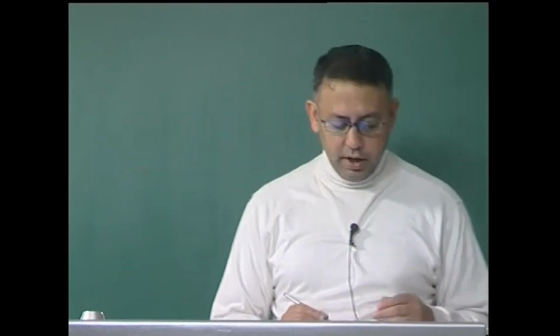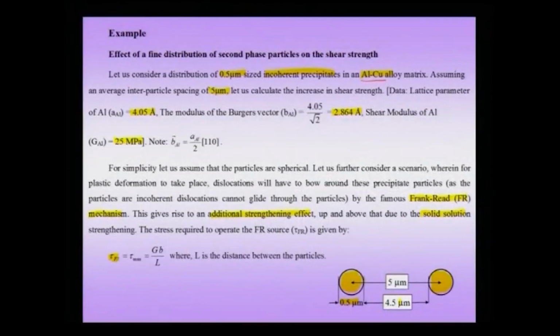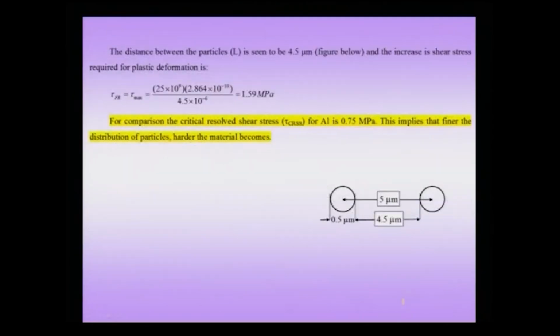The stress required to operate a Frank-Read source is given by this formula, tau Frank-Read, which is the maximum of the stress which we require to actually operate a Frank-Read mechanism, and in the coming slides I will show you what this Frank-Read mechanism is and how it actually works. But tau max is given for now by the formula G b by L, where G is the shear modulus of the material, b is the Burgers vector, and L is the distance between the particles, which happens to be 4.5 microns. So, I have all my parameters in place. If you plug it into this formula and calculate my tau max, it turns out to be about 1.59 megapascals.